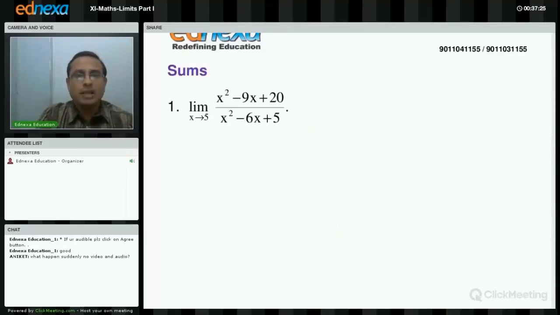Now, this is the first sum. Again, I'll give you some time. You try to find the solution and then I'll explain it. The sum is limit of x square minus 9x plus 20 upon x square minus 6x plus 5. And what is the tending value of x? Tending value of x is 5. I'll give you 1 minute.